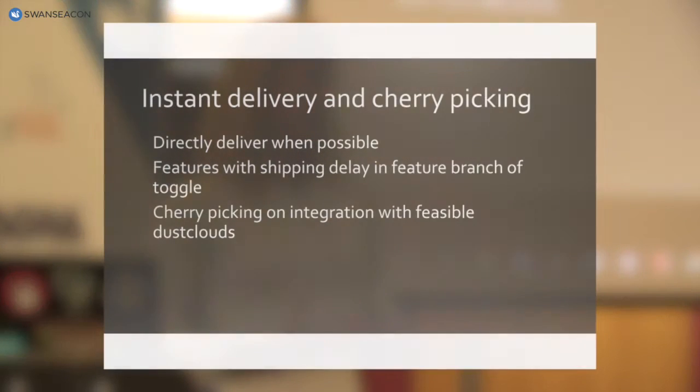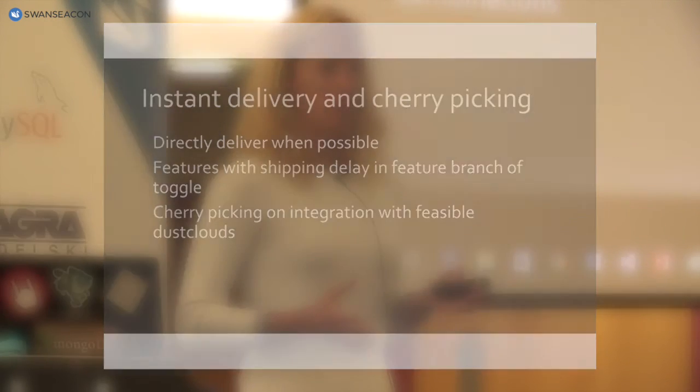So what do we do now? We say, well, we deliver instantly when it's possible. A lot of features can be delivered instantly. So in our experience, we can make a big problem out of it, but most features can be delivered instantly. The product owner just wants them as fast as possible. Some features have to wait for a certain commercial action or something. And then we build in a feature toggle or a feature branch.